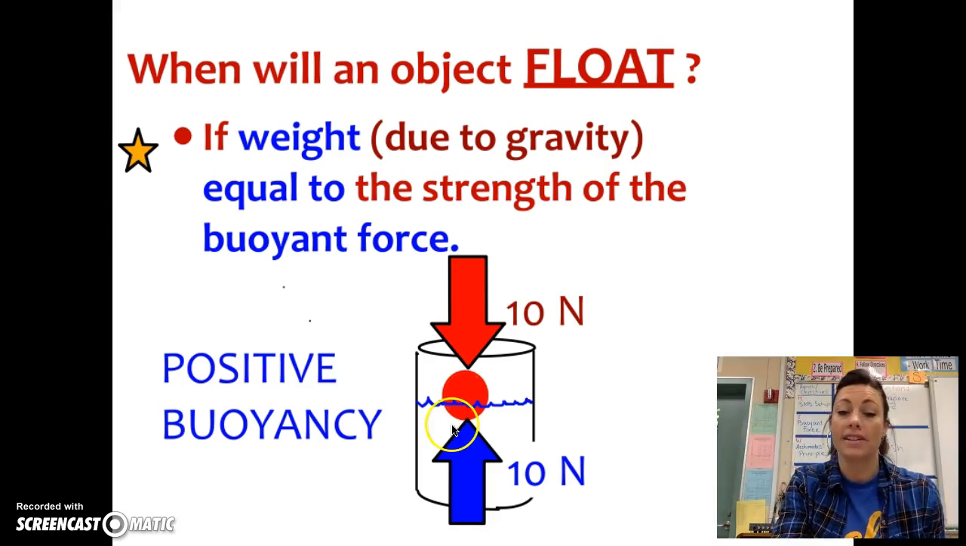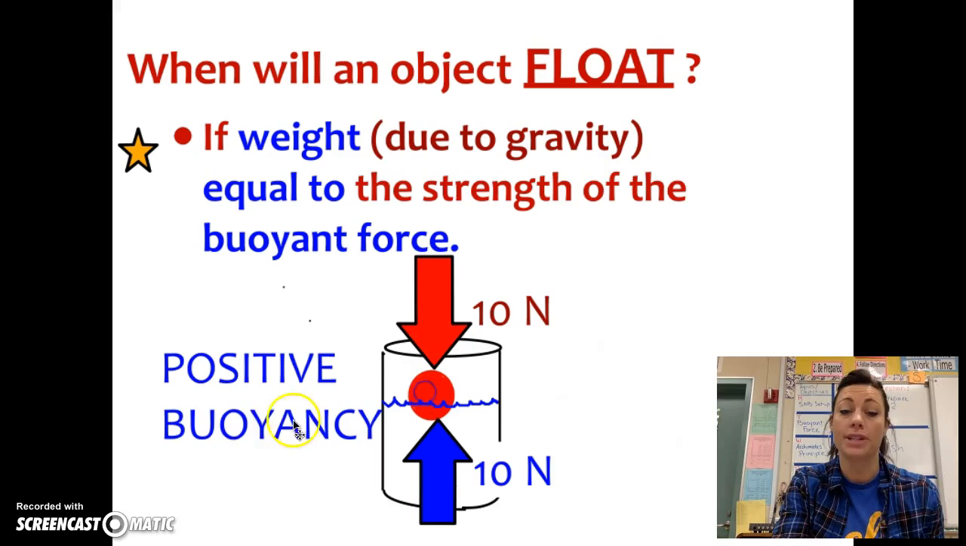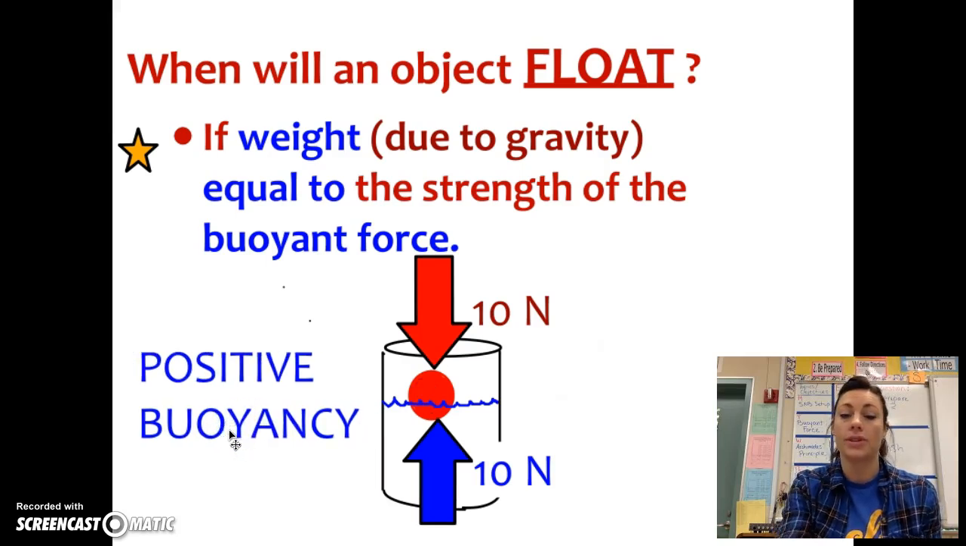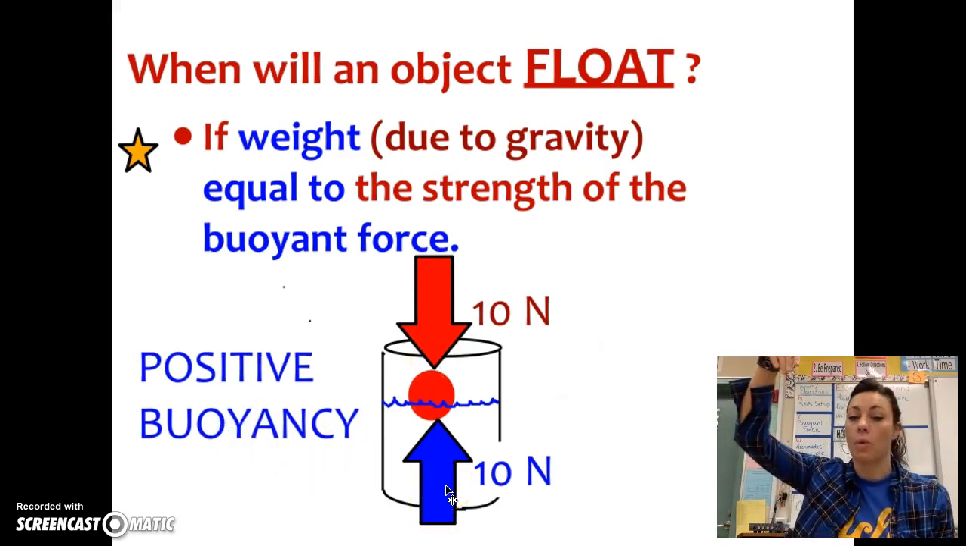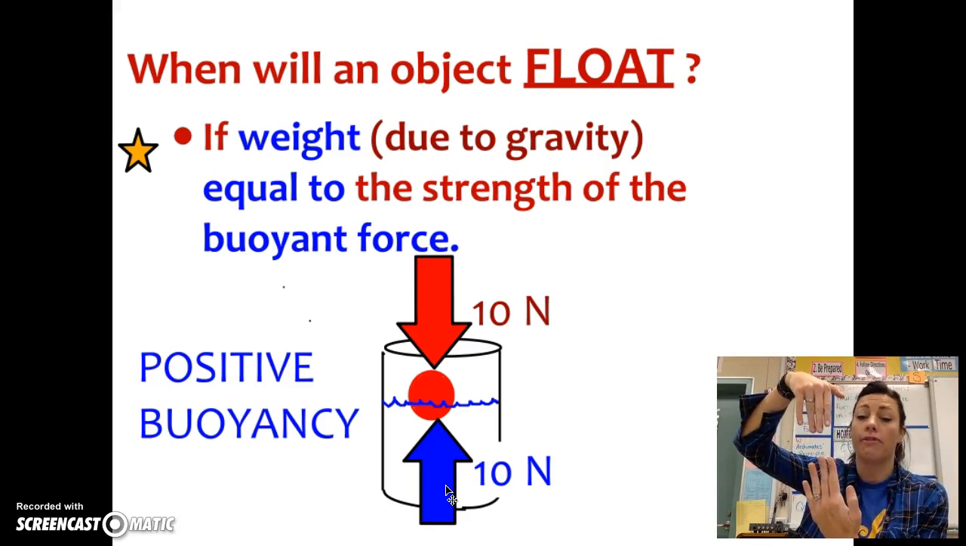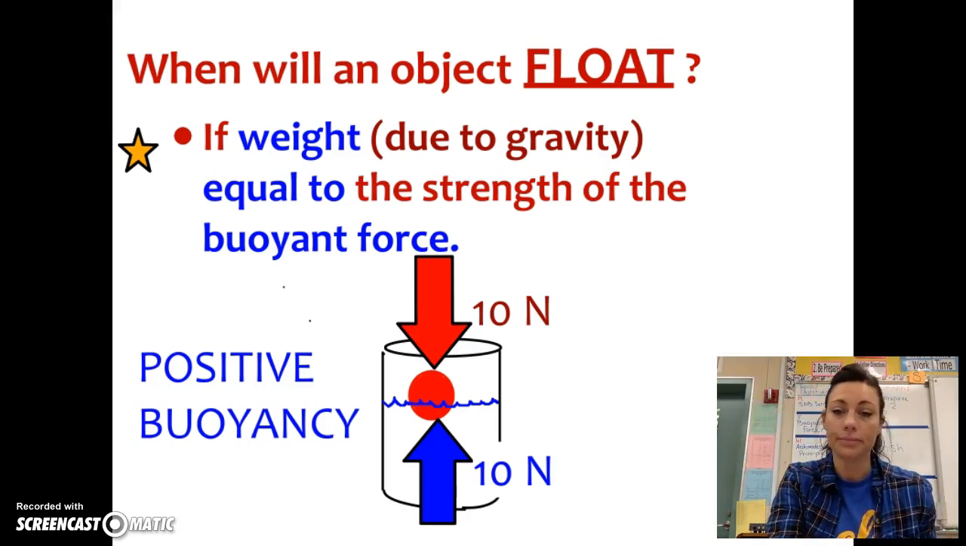This is called positive buoyancy. And if we were to give, for example, these vectors units, we might say that the weight of the rubber ball is 10 newtons and the strength of the buoyant force is also 10 newtons, balancing each other out so the object will float on the surface of the liquid. Pause and write a question about this section.